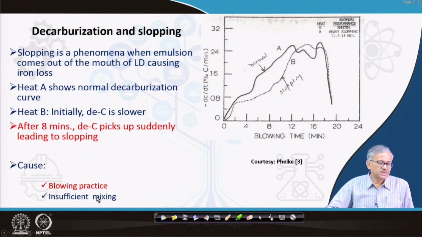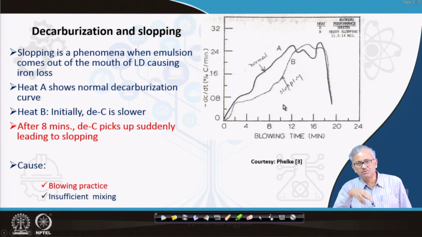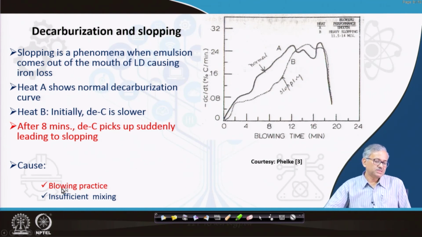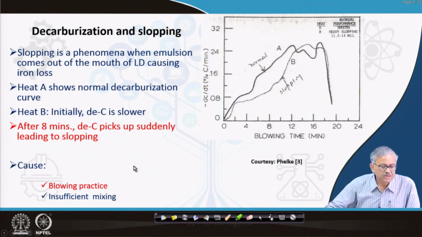And the second thing is insufficient mixing. As I said, I will talk about that when I come to the hybrid blowing practice in LD. Insufficient mixing can also lead to a problem. So, that part I will come to later on.